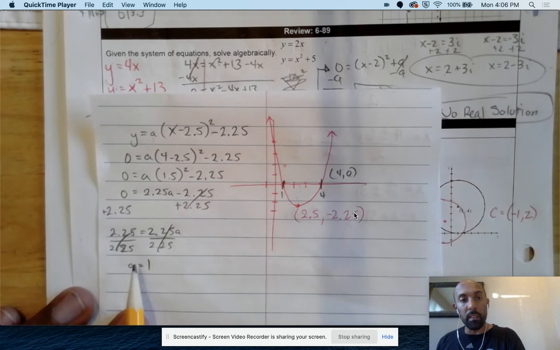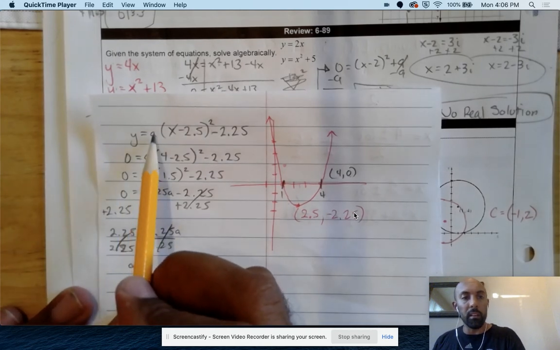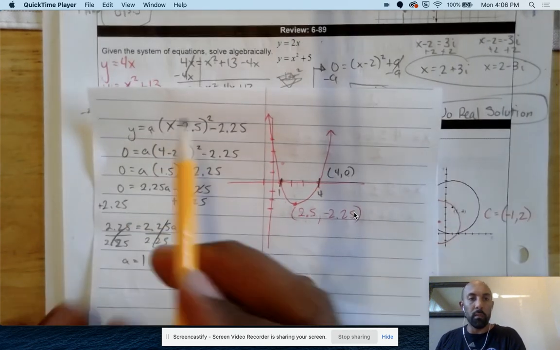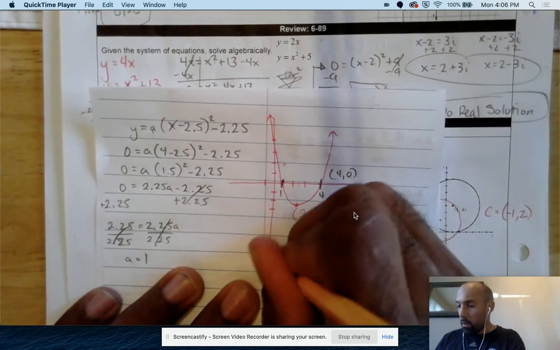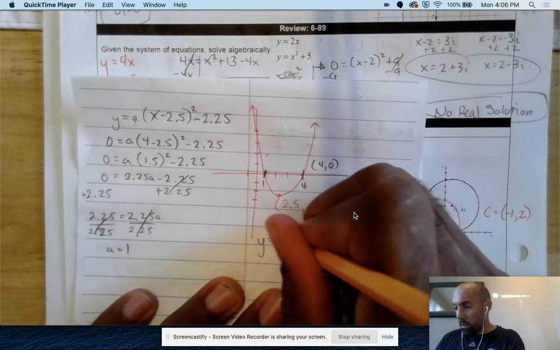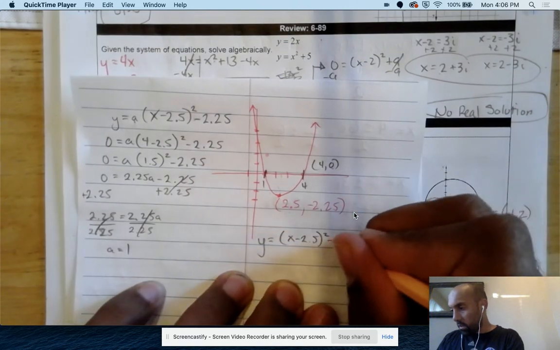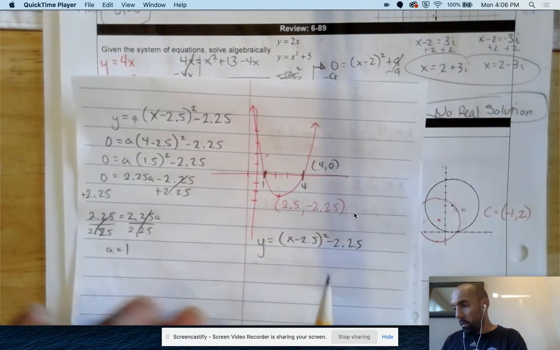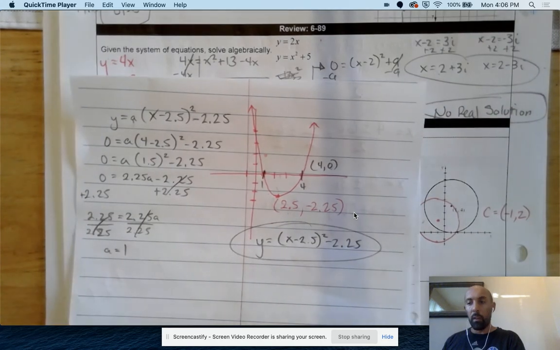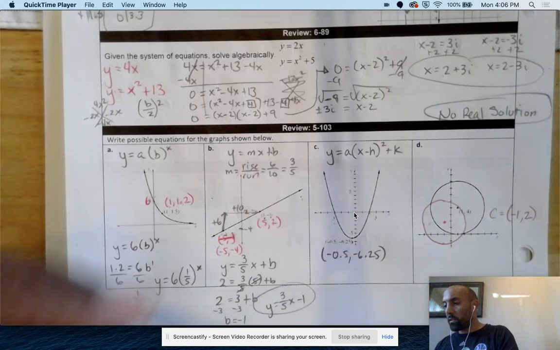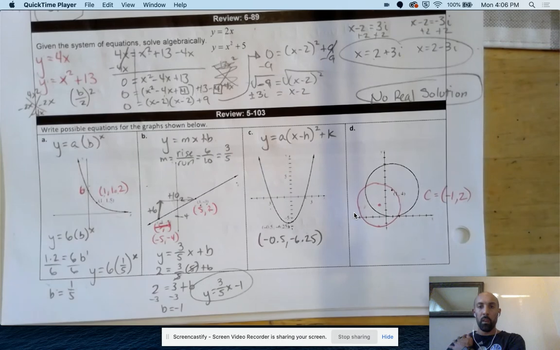Okay, so what that means then is that I don't really need to write anything for a, because if it's 1, this is basically my equation. Y equals x minus 2.5 squared minus 2.25. Okay, that's it. All right, so now let's do the next one, the circle.